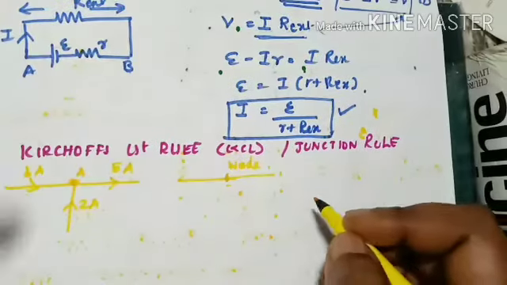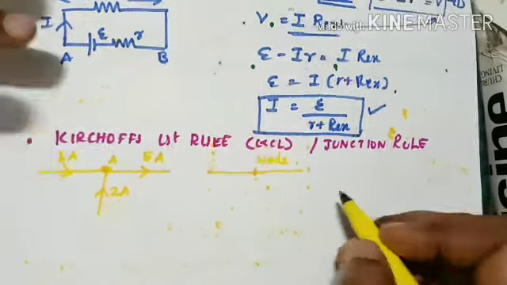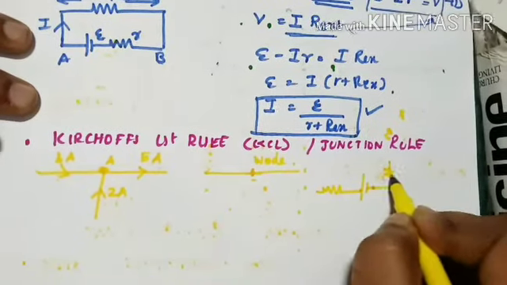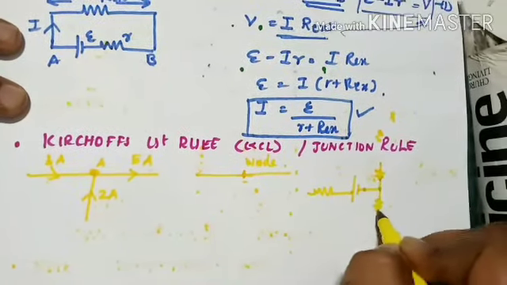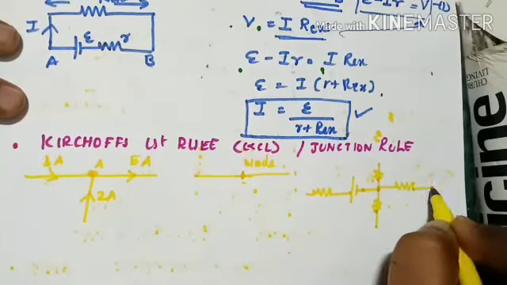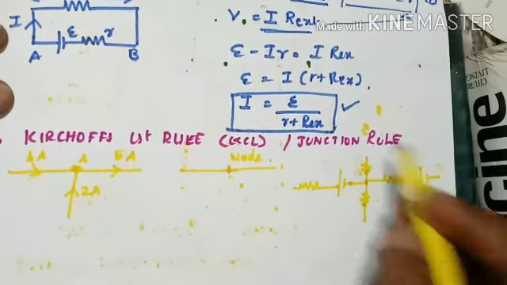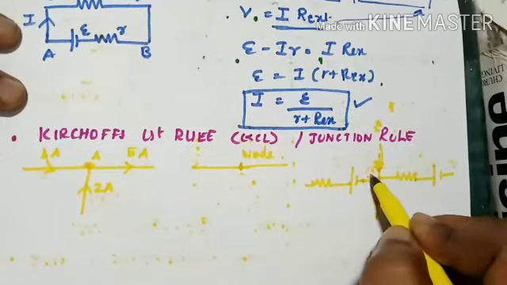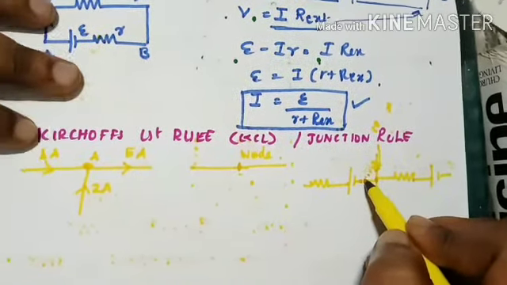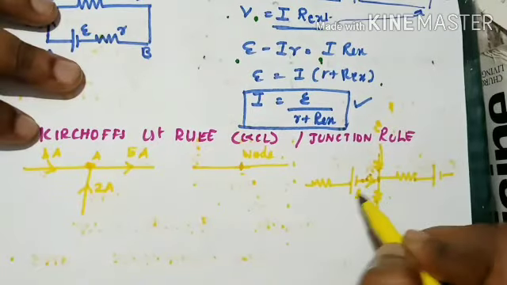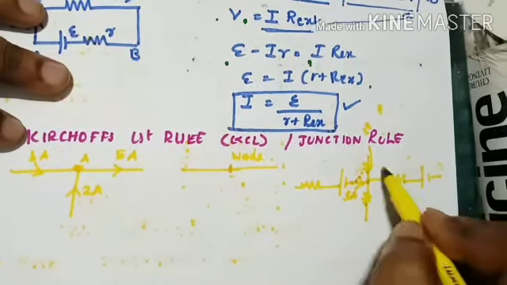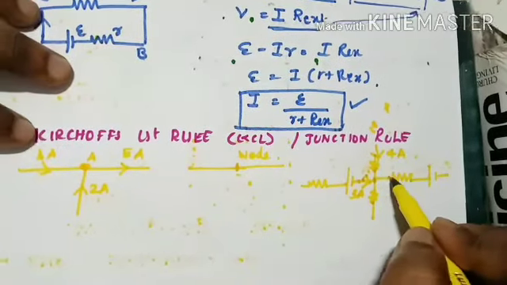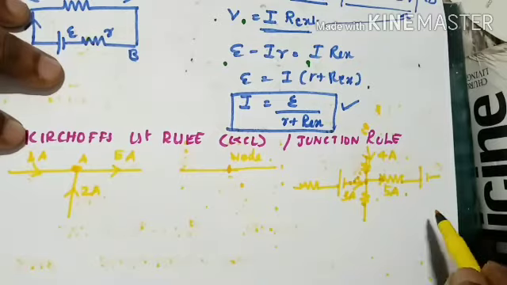So suppose we draw another circuit. Let's make it a complicated one. This is a resistor, this is a supply, and there is another resistor, another resistor, another resistor, and there is a supply again. Here also I can consider the same. Suppose I say, let this be 3 ampere, and let this be 4 ampere, and let this be 5 ampere, right?